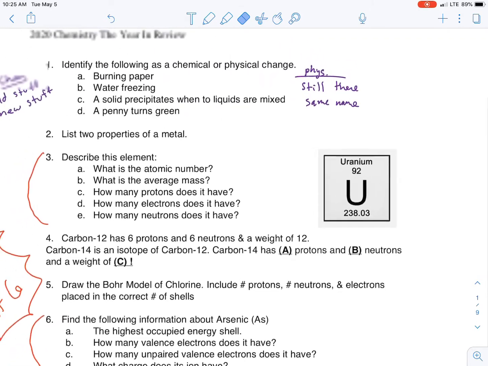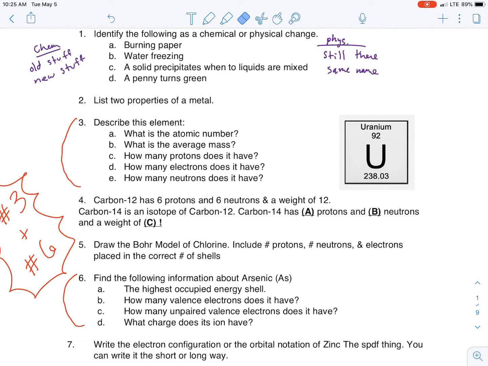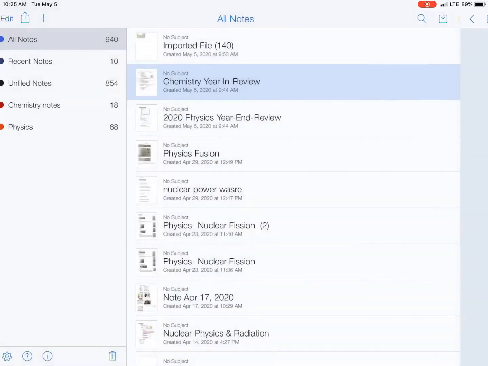Now, this is going to be really easy to do. So first of all, let's go over number 3. We're going to find the atomic number. We're going to find the average mass. We're going to find out how many protons it has, how many electrons it has, and how many neutrons it has. And so from this, we'll go on to a different table.